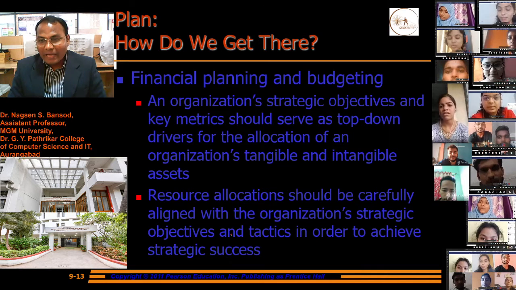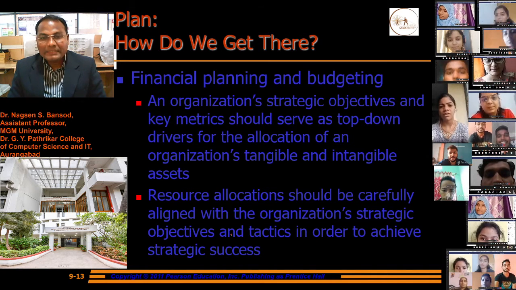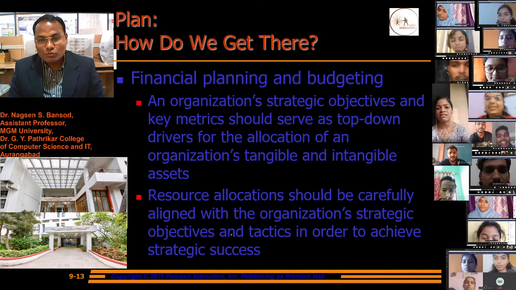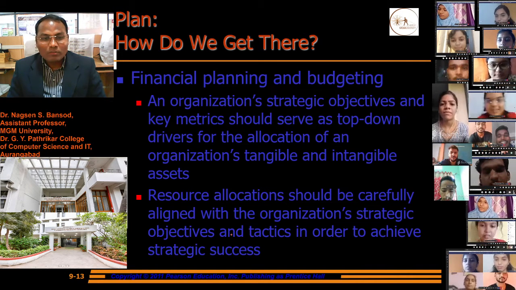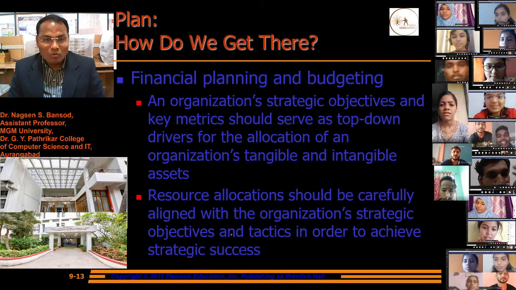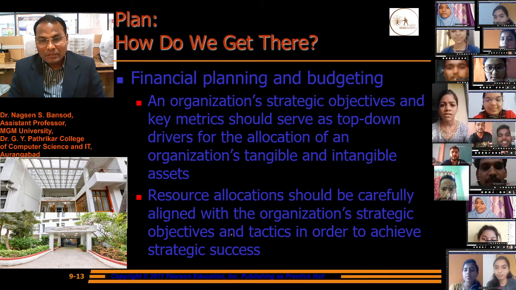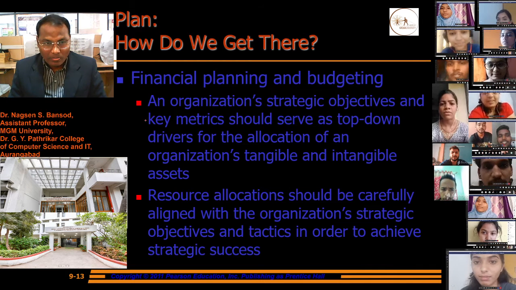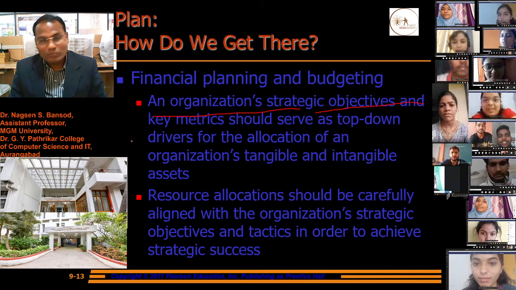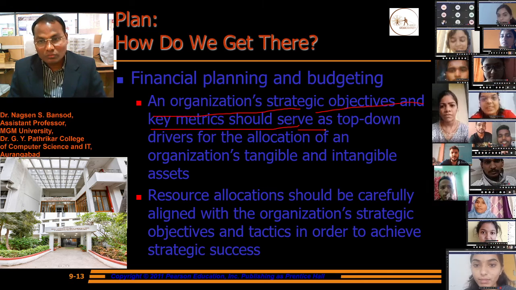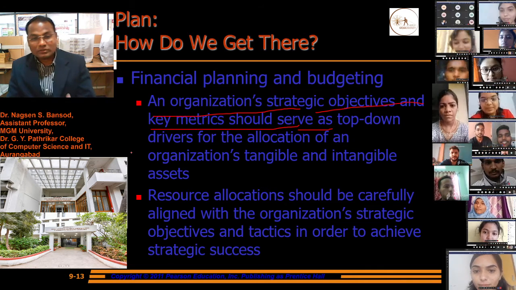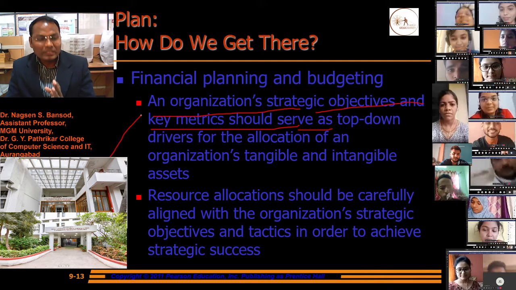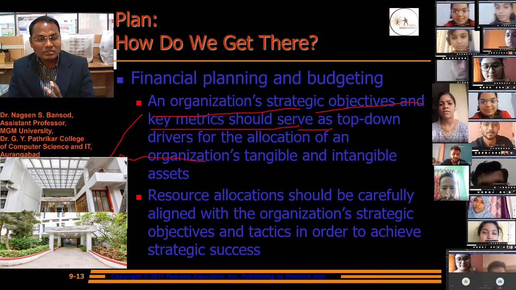Financial planning and budgeting: an organization's strategies, objectives and key metrics should serve as top-down drivers for the allocation of an organization's tangible and intangible assets.